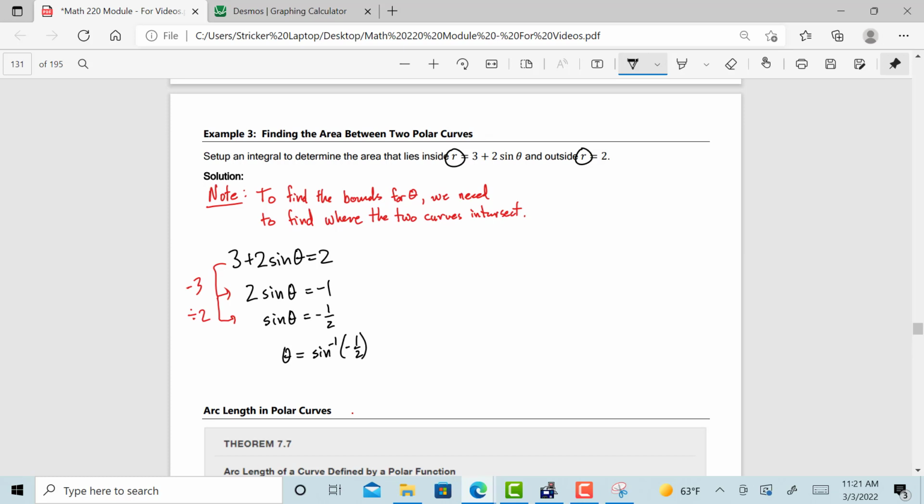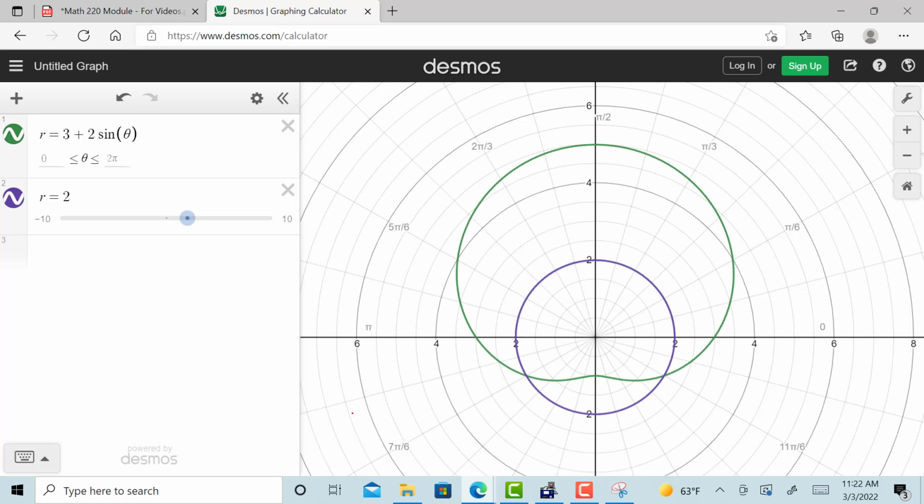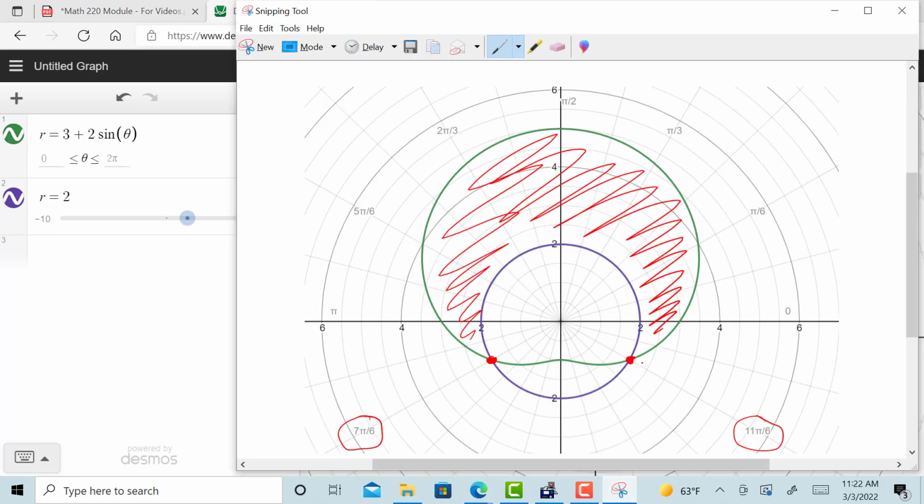Where is sine negative? Sine is negative in quadrants 3 and 4, and it's a -1/2, which means that we're going to be dealing with 7 pi over 6 and 11 pi over 6, which matches up perfectly with our Desmos graph, right? So our graph, this was at basically 7 pi over 6 and 11 pi over 6, so that's perfect.